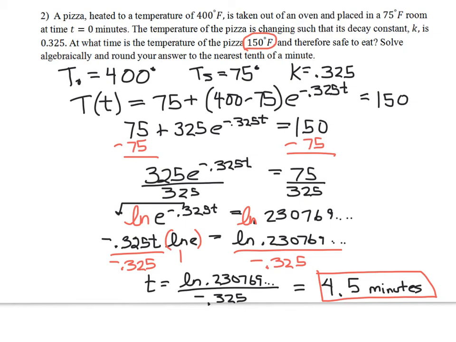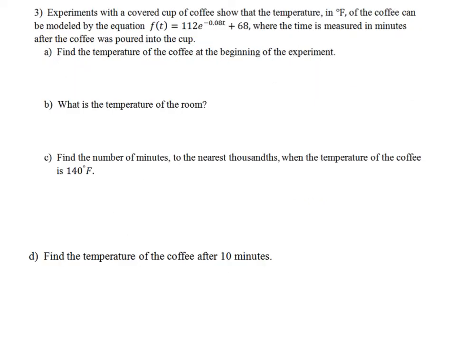Let's try one more example. We're going to go on to a cup of coffee. So in problem number 3, our cup of coffee has a temperature modeled by, notice that I'm given the equation this time. It's in the same form as the one that we've been looking at all along in this lesson. And what we want to do is find the temperature of the coffee at the beginning of the experiment. Beginning, when we're talking about experiments like this, just means at time 0.